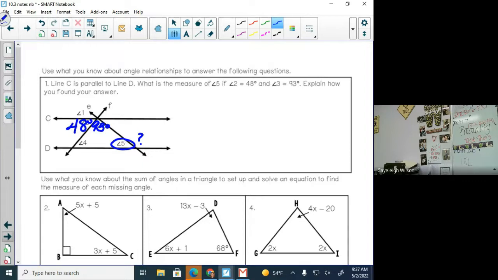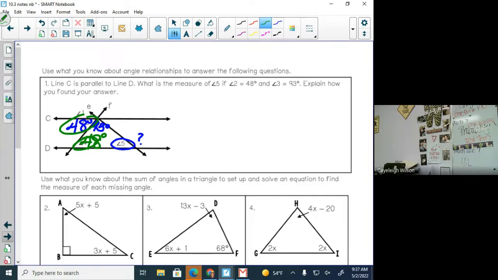All right, Franklin. What do you mean you found angle 4 first? That's what I did too. I said that these two angles are alternate interior. So if I know this is 48, I know this is also 48. Okay, that's what I did.